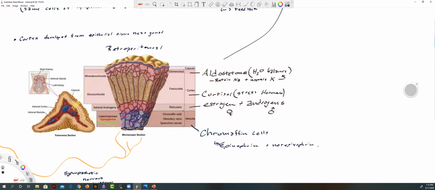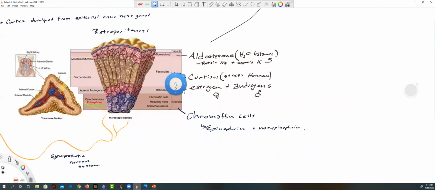Let's talk about the innermost first, and that's the medulla. On here, it's the more purple section there, and that's interesting. It is pretty much directly connected to the nervous system, so the splenic nerve. So it's almost a part, you could say it's a part of the nervous system. And what you have in here are chromaffin cells, and they create epinephrine and norepinephrine.